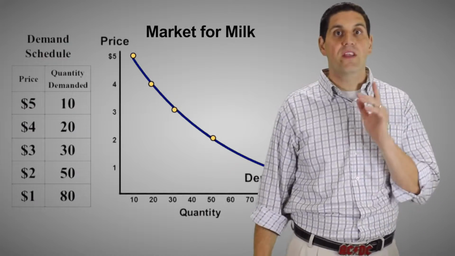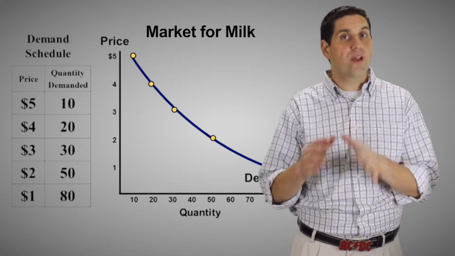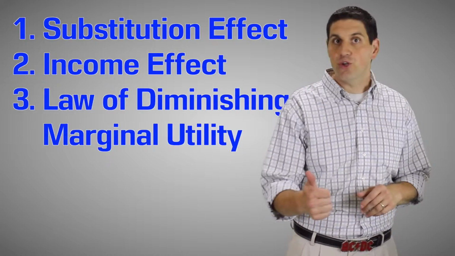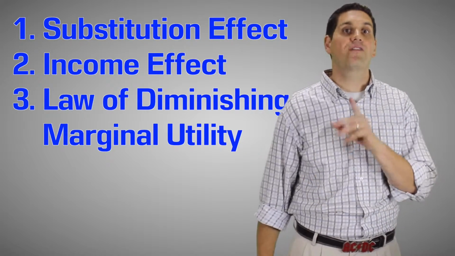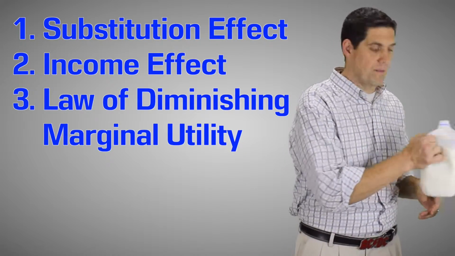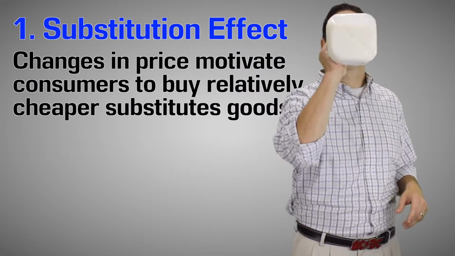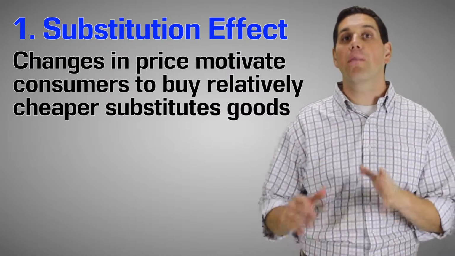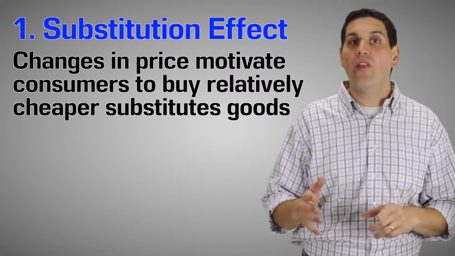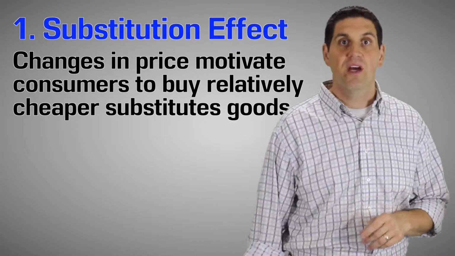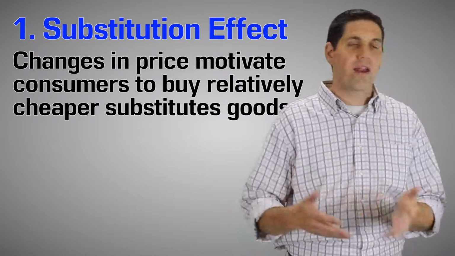Now there are three reasons why the demand curve is downward sloping. It's the reason for the law of demand. It's the substitution effect, the income effect, and the law of diminishing marginal utility. Substitution effect says price goes down for milk. People are going to buy more milk because they're going to move away from other products that are now relatively more expensive. So instead of buying juice, people will turn around and go buy more milk.